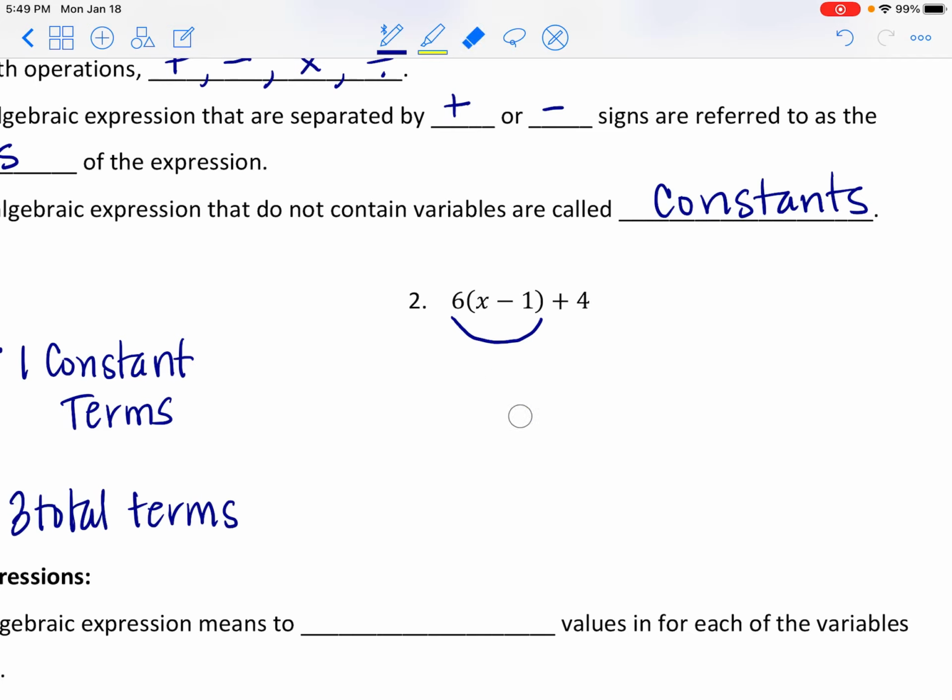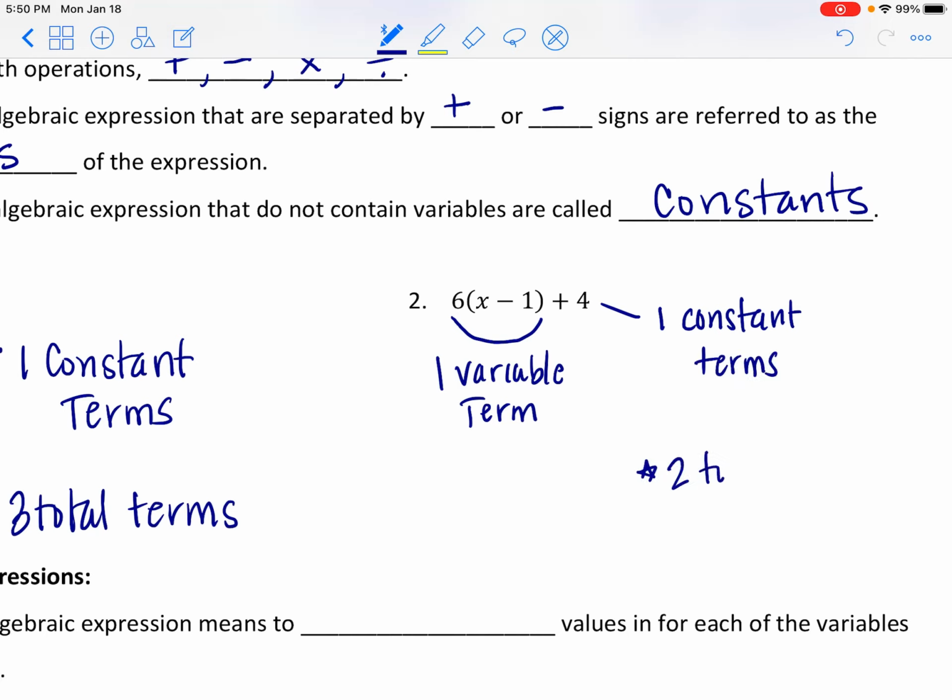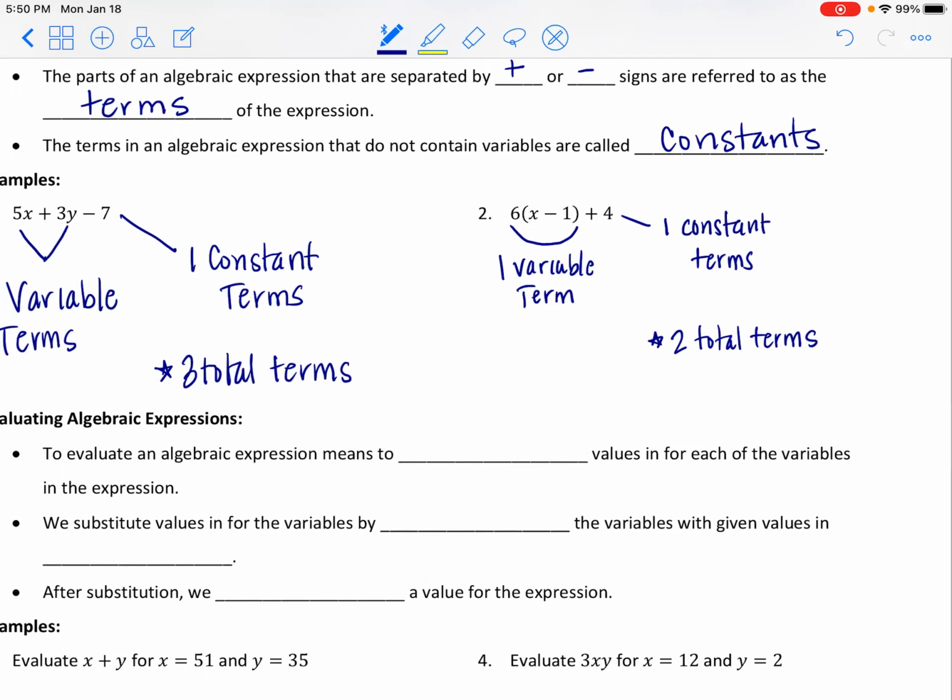One variable term. And then again, we have here one constant term. And that piece has no variable attached, so again, that is called a constant. And this would be two total terms. Okay, so these are just some samples of what algebraic expressions could look like.